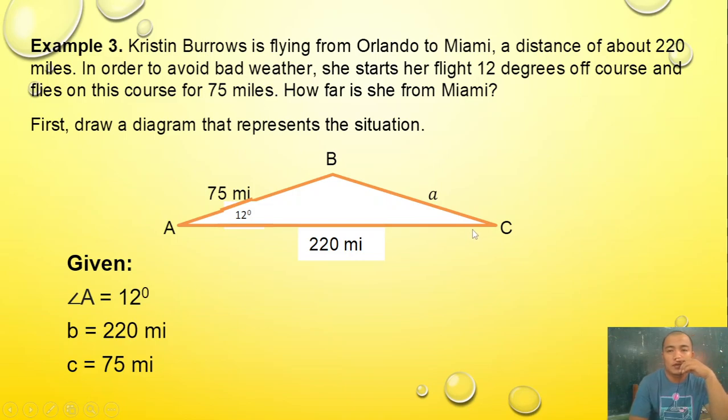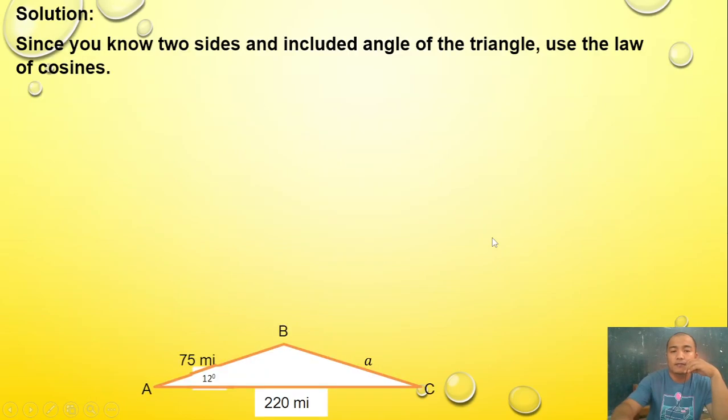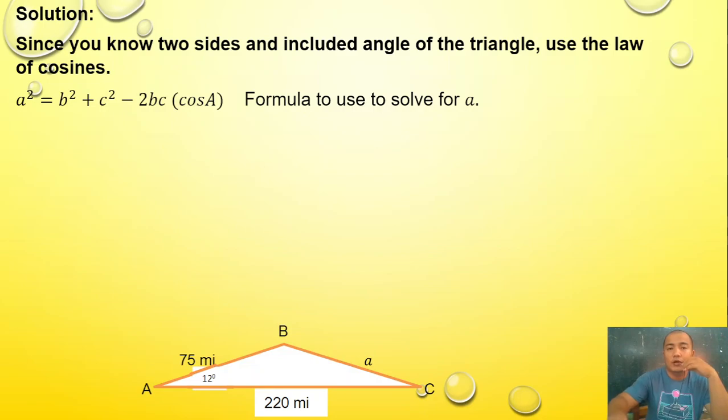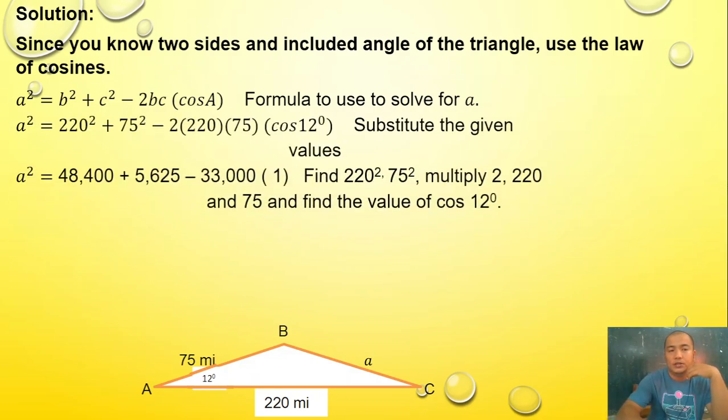She starts her flight 12 degrees, of course. Punta siya doon. Okay. So since you know the two sides and included angle of the triangle, yes, SAS. So since SAS yan, we're going to use the law of cosines again to solve for side A. B squared plus C squared minus 2BC cosine A will be our formula. 220 squared plus 75 squared minus 2 times 220 times 75 times cosine 12 degrees.